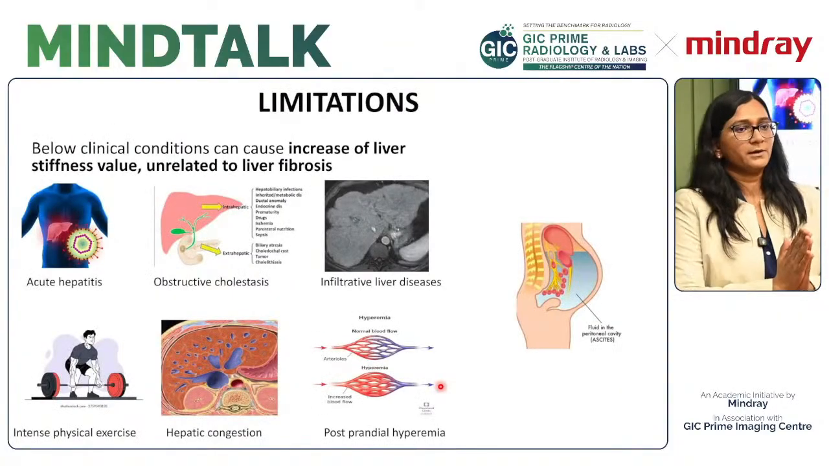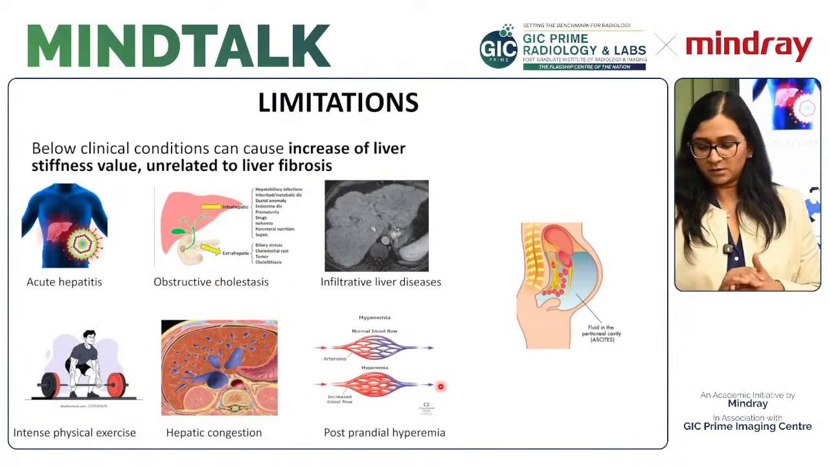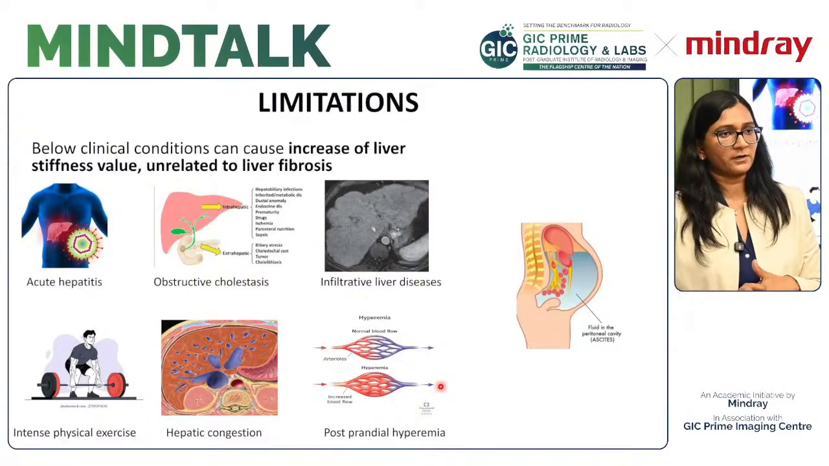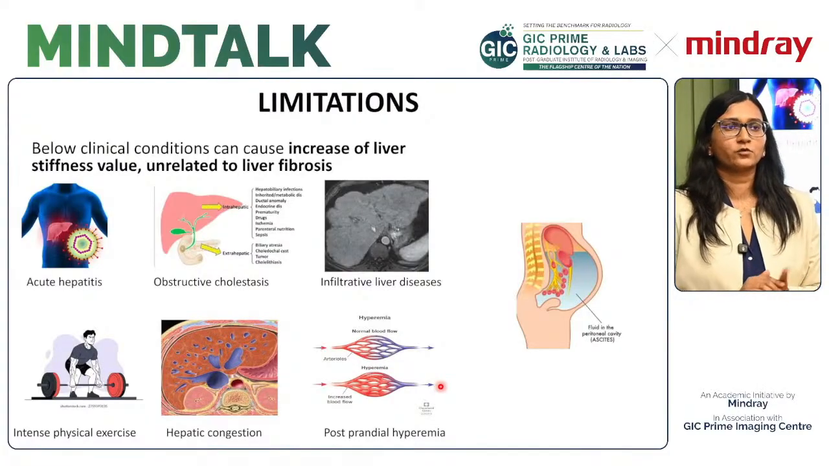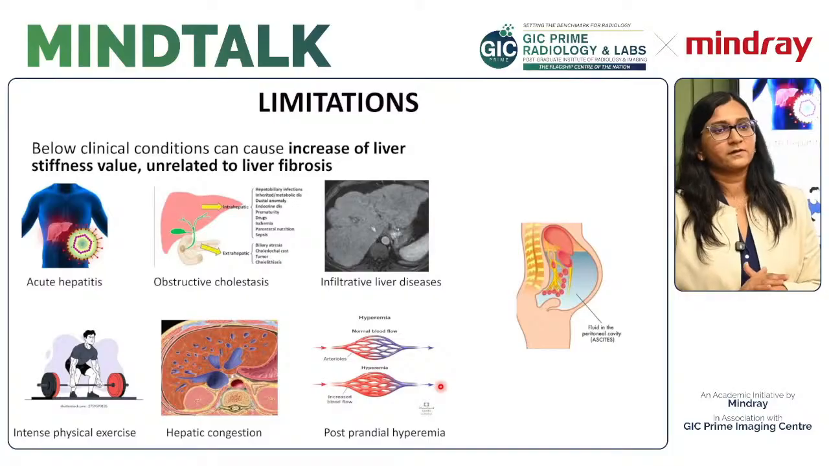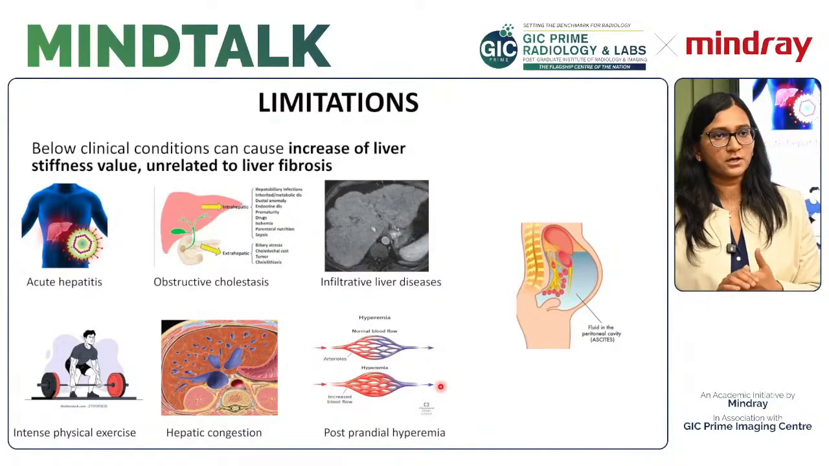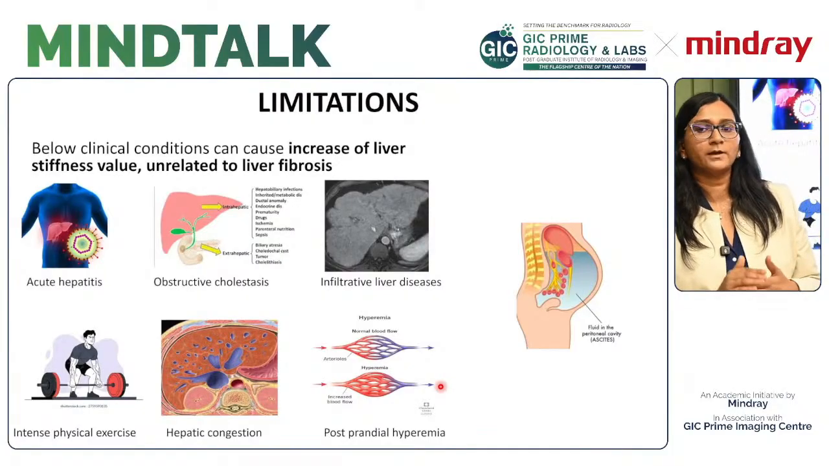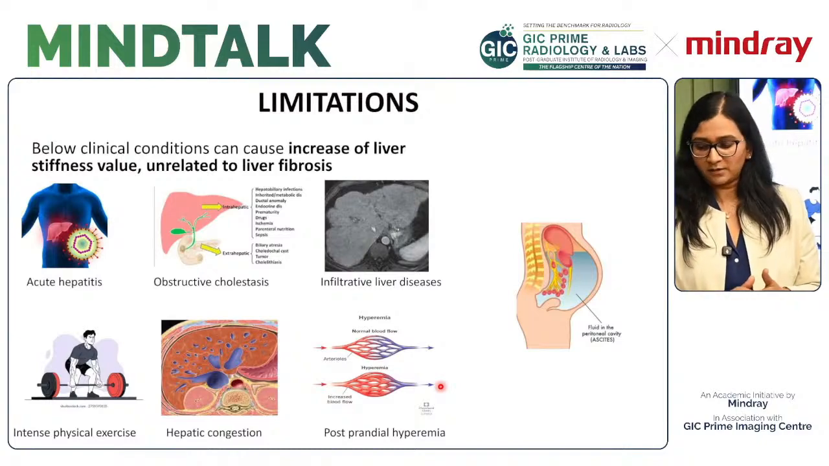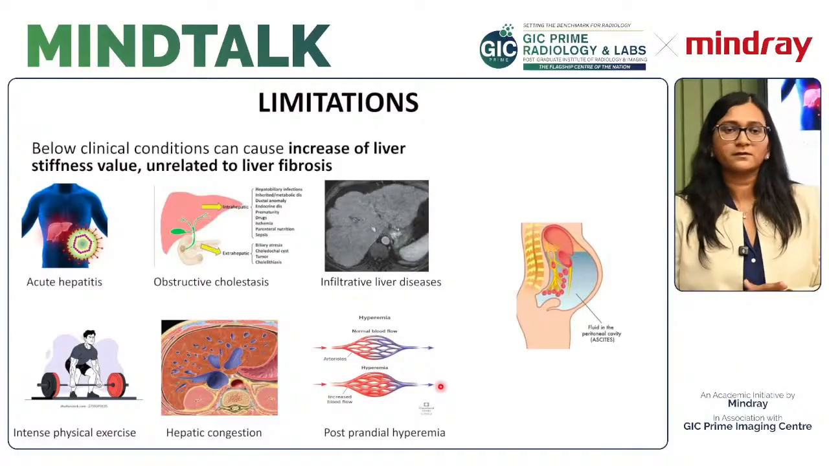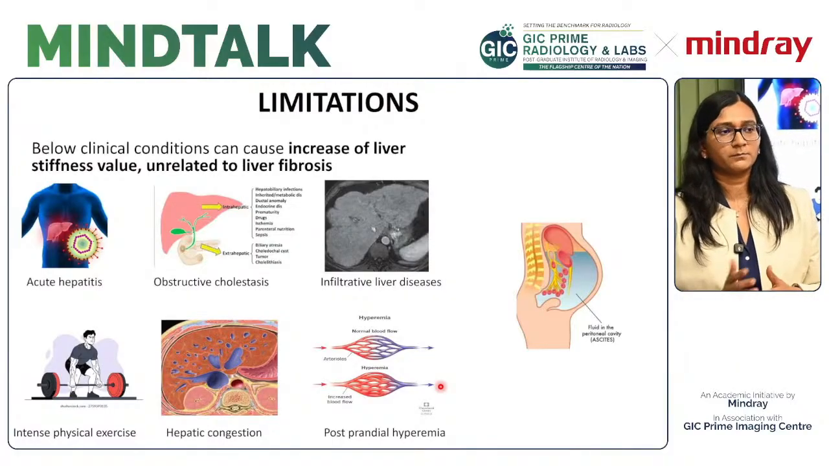There are several limitations which we face during liver elastography. In case of acute hepatitis, postprandial hyperemia, intense physical exercise, hepatic congestion, or infiltrative disease, the kPa value may come higher than normal if we do the scan, and in case of ascites, the kPa value may also become altered.